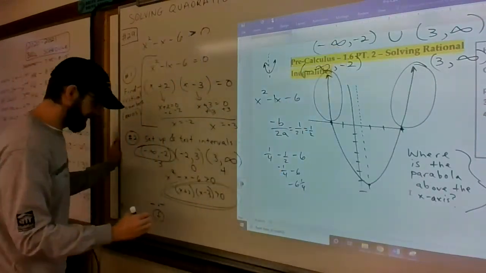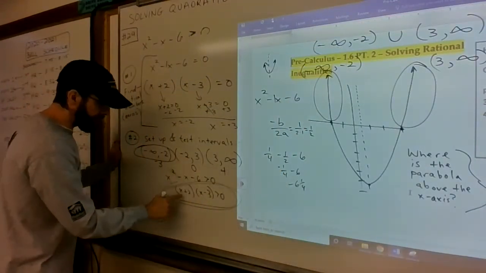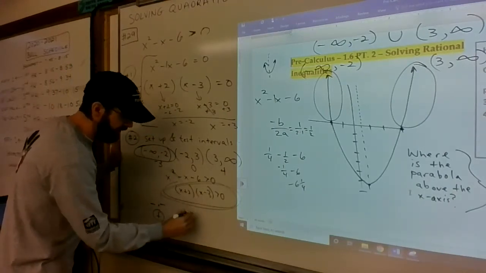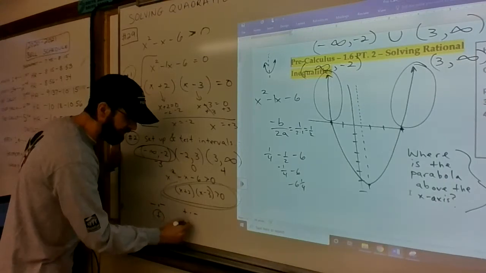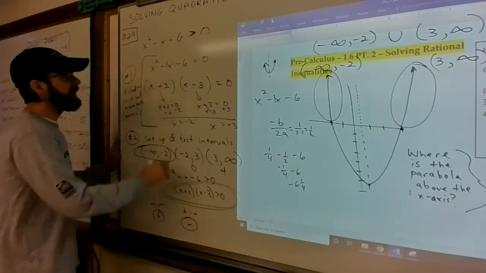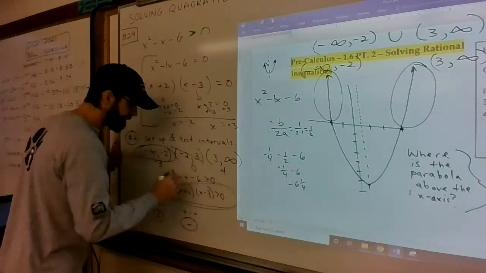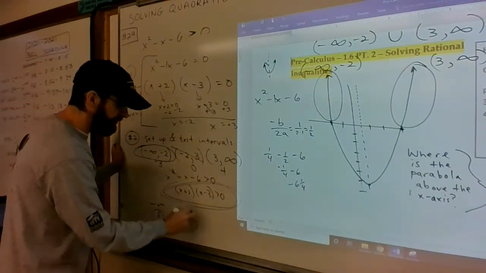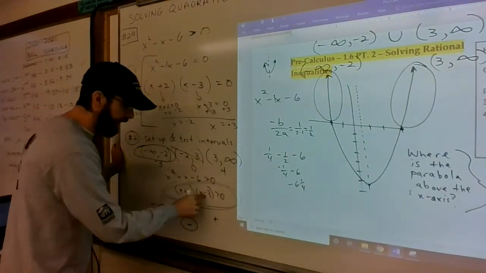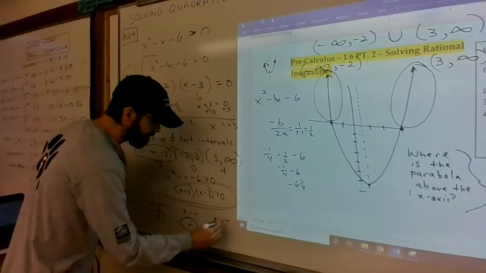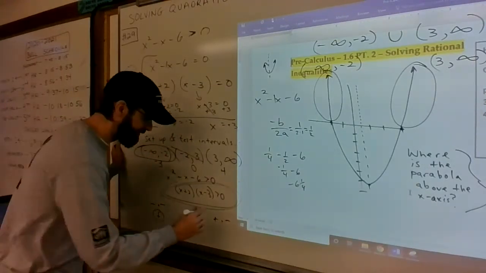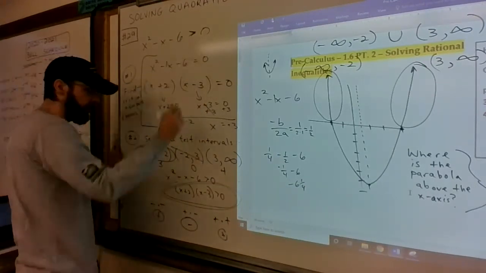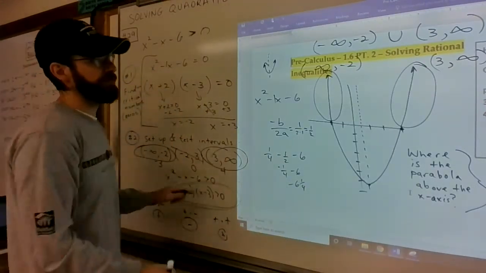Makes sense. This one, you plug in 0. 0 plus 2 is a positive number, times 0 minus 3, a negative number. Positive times negative is negative, not greater than 0. For 3 to infinity, try 4. 4 plus 2 is positive. 4 minus 3 is positive. A positive times a positive is a positive, which is greater than 0. So those are our two solutions.